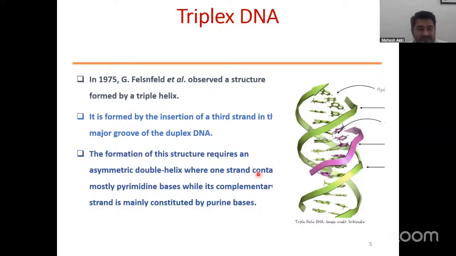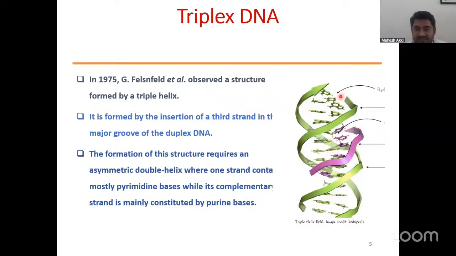Here this structure is formed when the third DNA strand inserts itself into the major groove. Here we can see the light green color shade, it is a double helix of DNA. In the major groove, we can see one more strand. This is strand 3, which inserts itself into the major groove of the DNA strand.